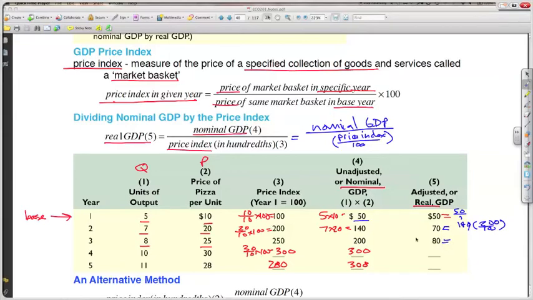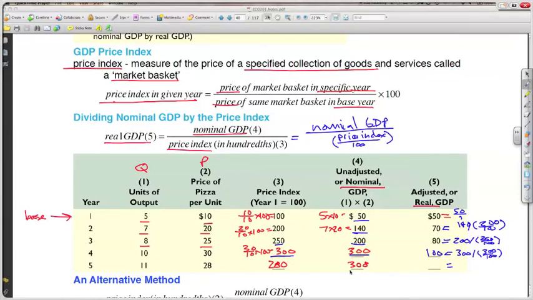And then we have nominal of 200. Divide that by our price index, 250, divided by 100. That gives us 80. Then next we have nominal of 300. Divide that by 300 over 100, which would just be 3. That gives us a real GDP of 100.